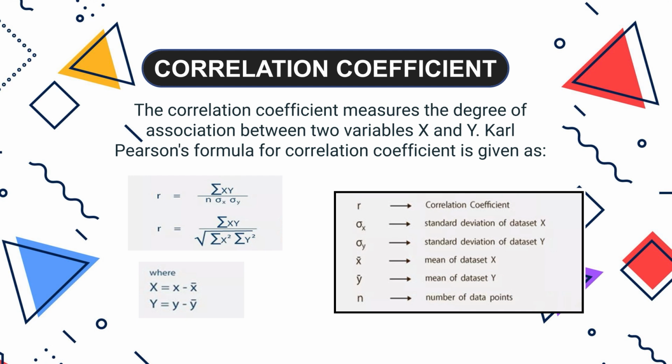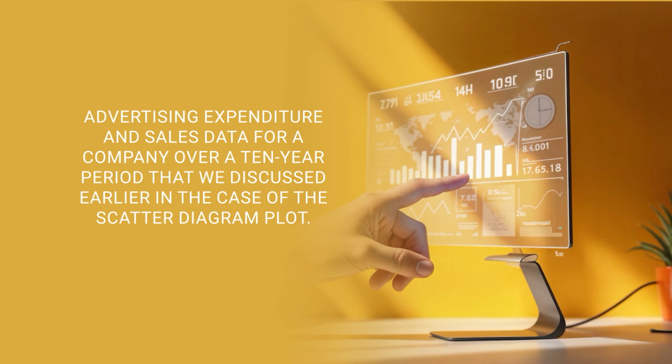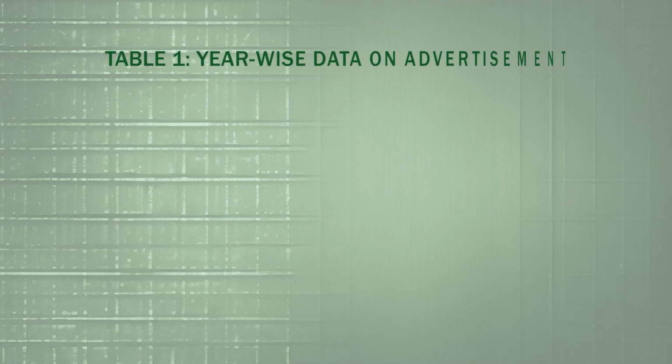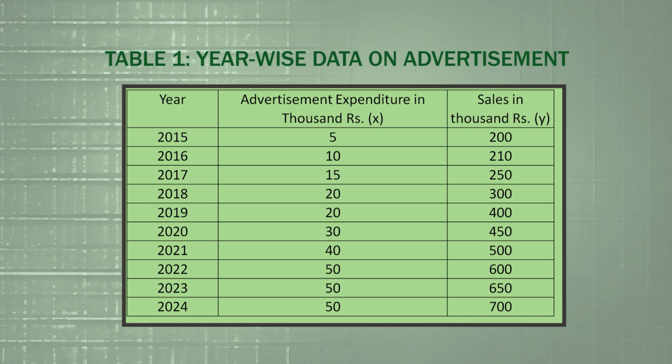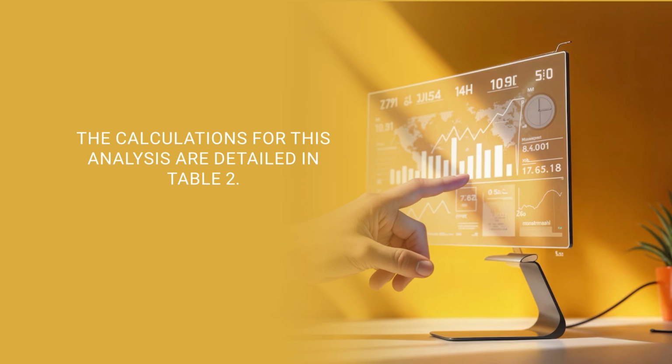So, let us go back to the example of advertising expenditure and sales data for a company over a 10 year period that we discussed earlier in the case of the scatter diagram plot. The data is given in table 1. We will now calculate the correlation coefficient between these two variables by using Pearson's correlation coefficient formula. The calculations for this analysis are given in detail in table 2.